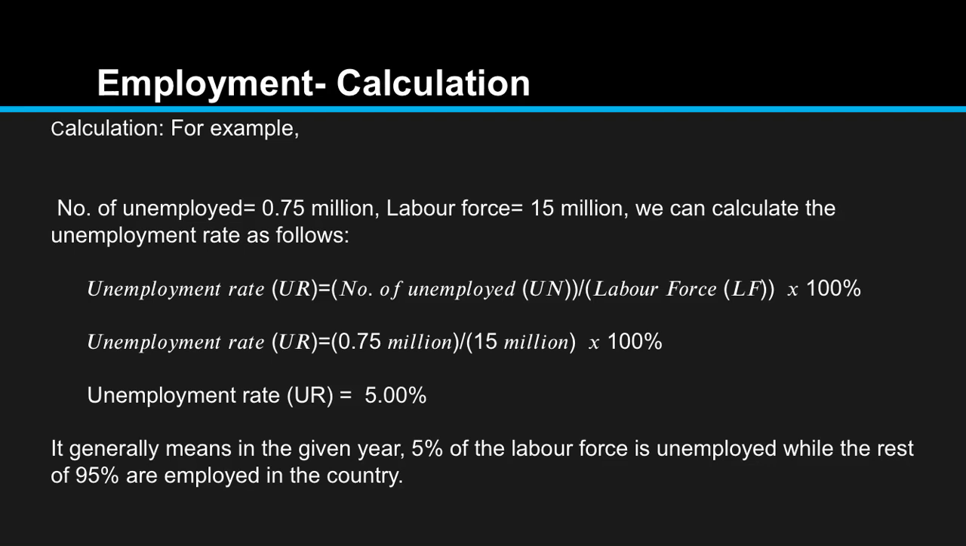So to interpret this unemployment rate, it means that in a given year, in one particular year, 5% of the labor force is unemployed. Or we can say 5% of the working population is unemployed, while the rest, 95%, are employed in the country. By looking at the unemployment rate, we can easily explain the employment rate in a country. If the unemployment rate is 5%, we can conclude 95% employment rate. If the unemployment rate is 10%, we can easily conclude 90% employment rate in a country.